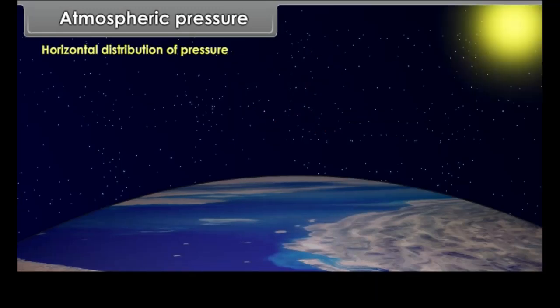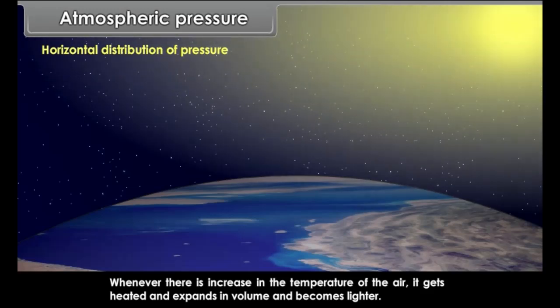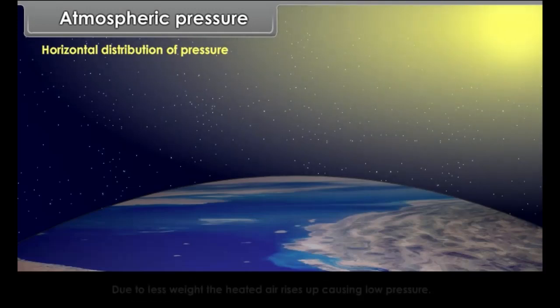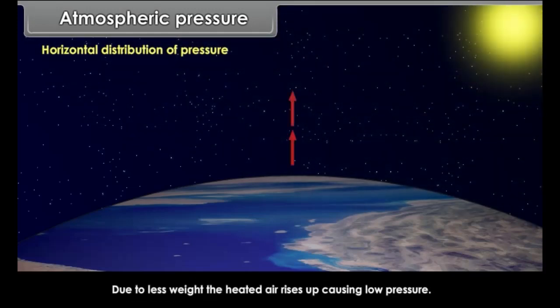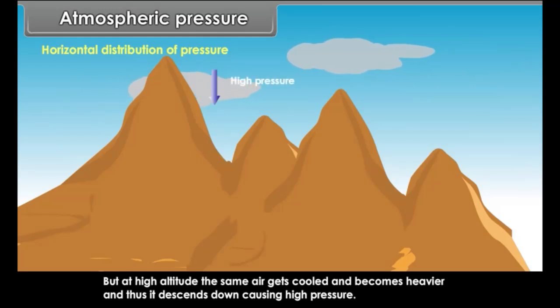Horizontal distribution of pressure. Whenever there is an increase in the temperature of the air, it gets heated and expands in volume and becomes lighter. Due to less weight, the heated air rises up, causing low pressure. But at high altitude, the same air gets cooled and becomes heavier, and thus it descends down, causing high pressure.